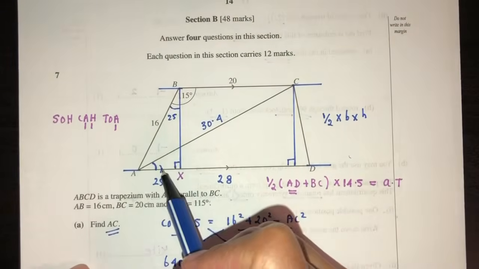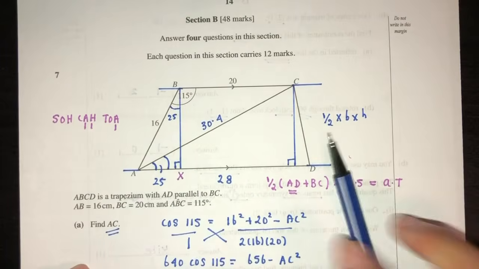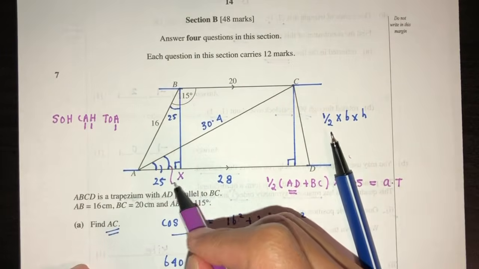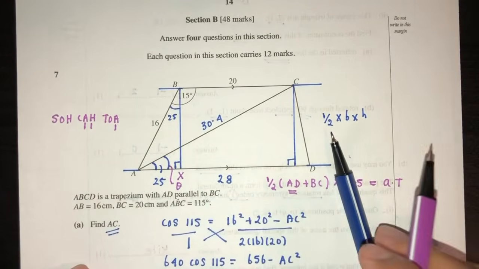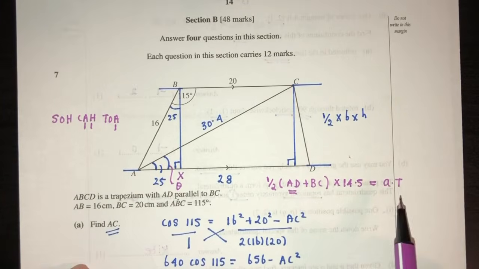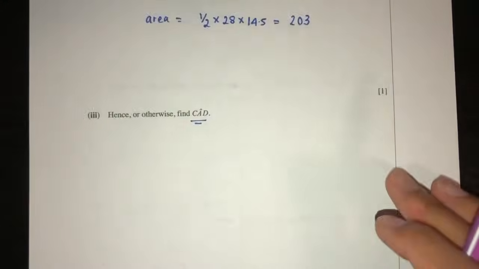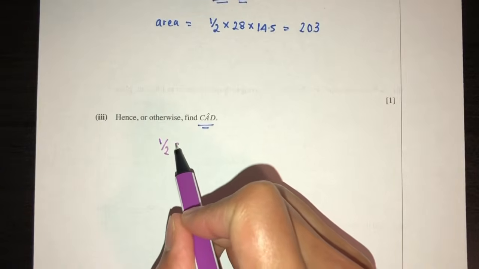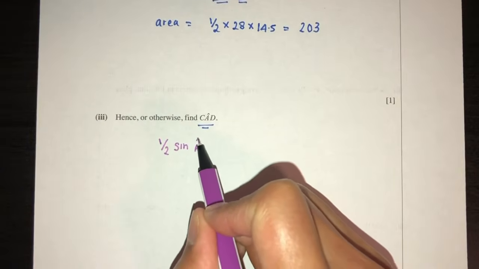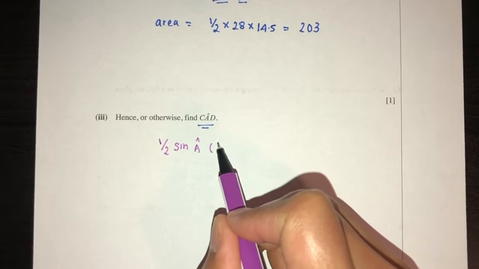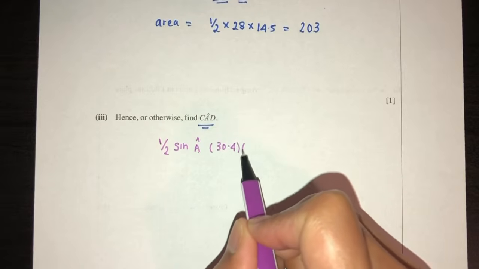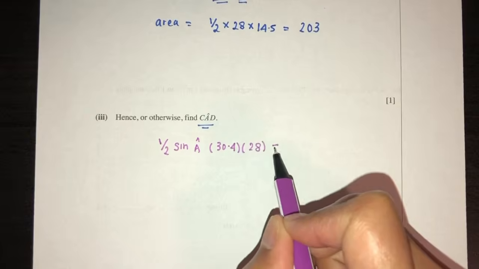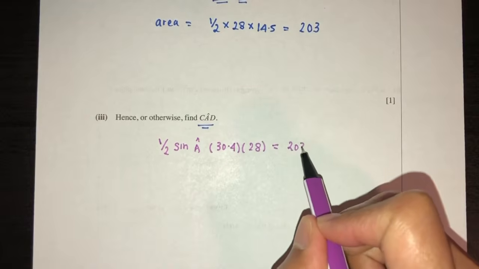So I think it was 25, but let's check what this angle is. I may be wrong, but let's verify the value. Let's call this one theta and find the value of this angle. You would usually find the area of a triangle using the formula half sine of the angle, let's say angle A, times the two sides. We have one side is 30.4 and the other side is 28. It's supposed to give you 203.